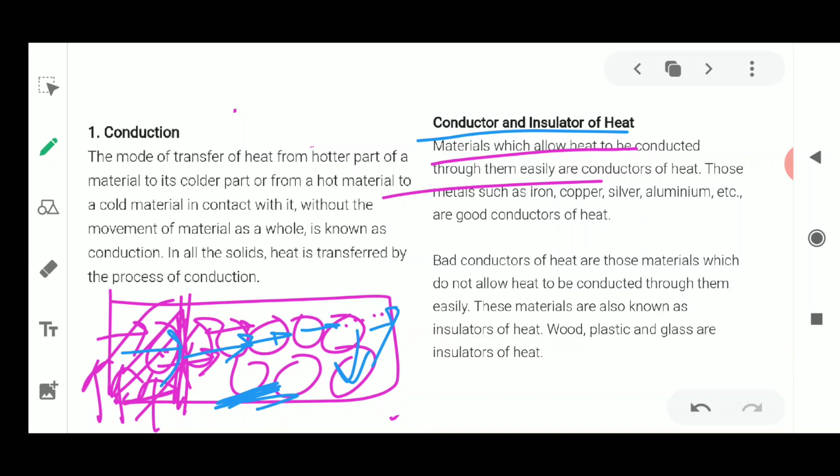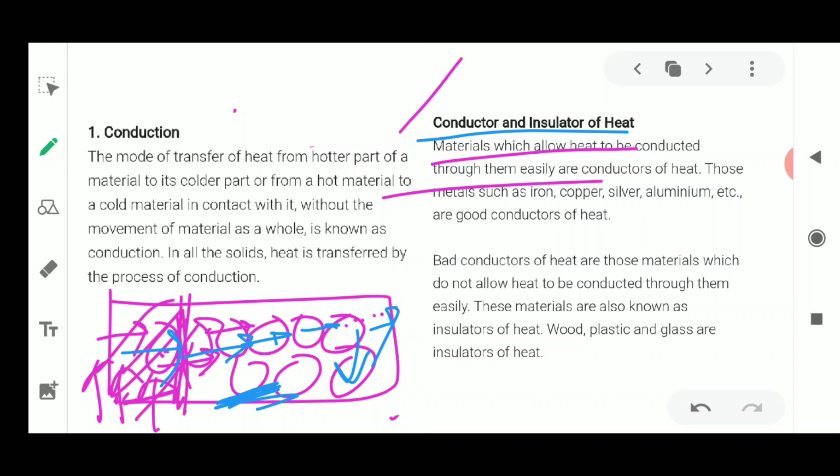Suppose there is metal in your home. Whenever you cook something, you put the metal container over the gas stove so that the heat can be transferred easily. This is the only reason you keep a metallic vessel on the gas stove. You are not going to use a vessel made up of clay, wood, or thermocol. So the materials which allow heat to transfer, for example metals, are good conductors of heat. So they become conductors.